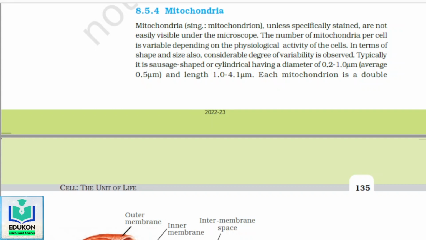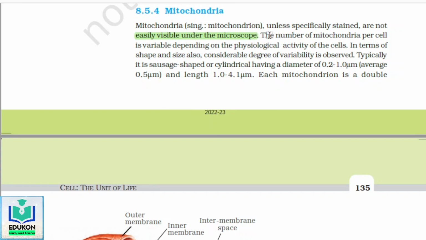Welcome to Educon. In this session, we'll learn about mitochondria. Mitochondria are also called the powerhouses of the cell. Mitochondria are not easily visible under a microscope. We can see mitochondria in an electron microscope.